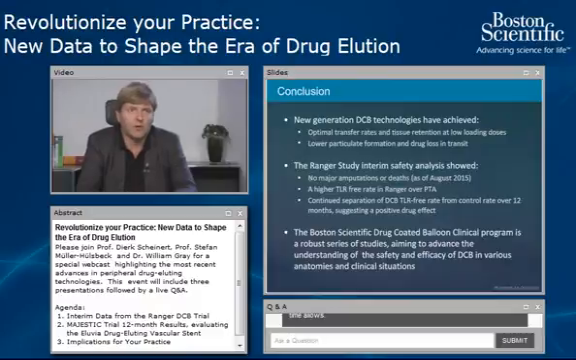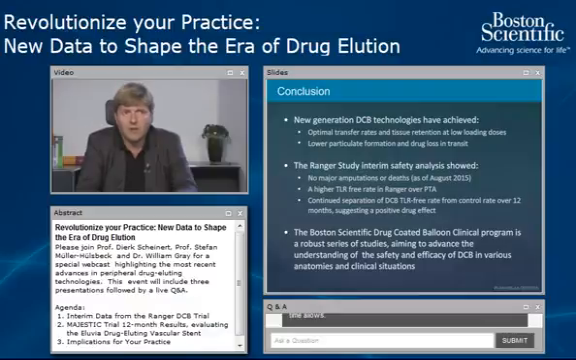So I think in conclusion, we can say that this new generation DCB technology, the Ranger balloon, has achieved an optimal transfer rate and tissue retention at a very low loading dose, just using 2 microgram per square millimeter paclitaxel. And importantly, preclinical tests have shown not only the efficacy but also the safety and stability of the coating with really very low particulate formulation and drug loss during transit time.